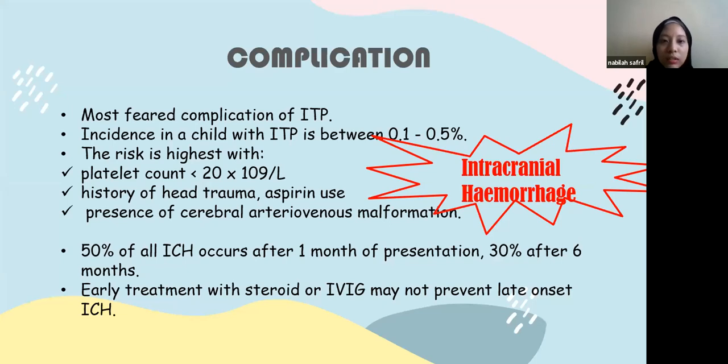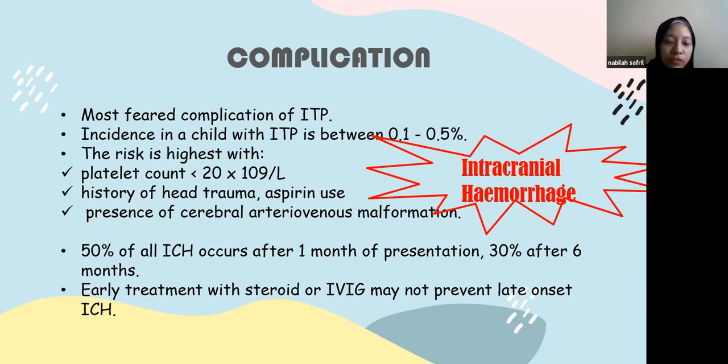So the most feared complication of ITP is intracranial hemorrhage. The incidence in a child with ITP is only between 0.1 to 0.5%, but it should be avoided. The risk is highest when the platelet count is less than 20, or the patient presents with a history of head trauma or aspirin use, or presence of cerebral arteriovenous malformations. Why aspirin use? It has an antiplatelet effect. Yes, the platelet function is affected.